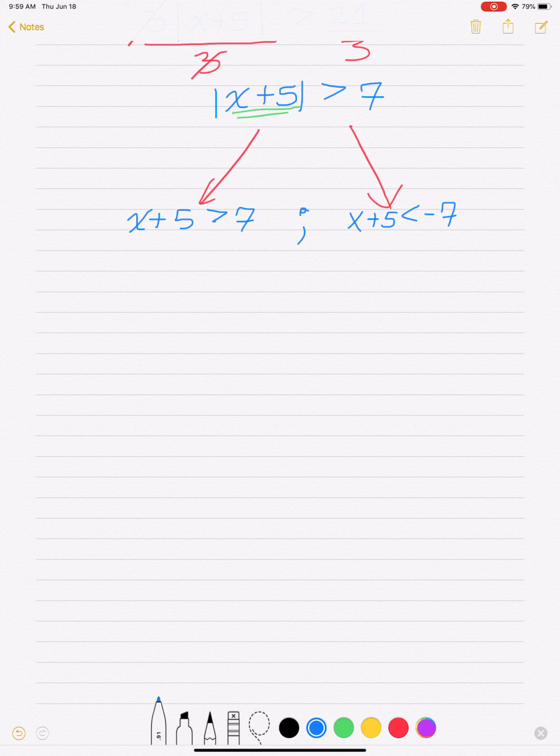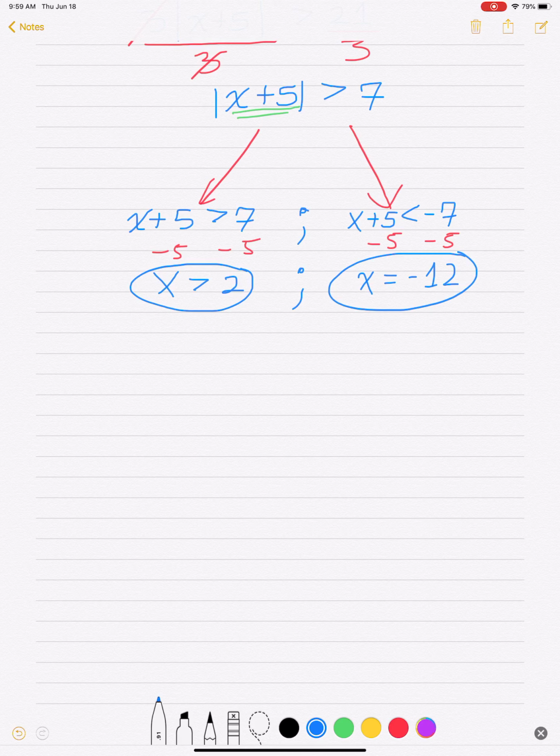So for the first situation, we're going to subtract 5 from both sides. We're going to get x is greater than 2. In the second situation, we're going to subtract 5 from both sides, and we're going to get x is less than negative 12.